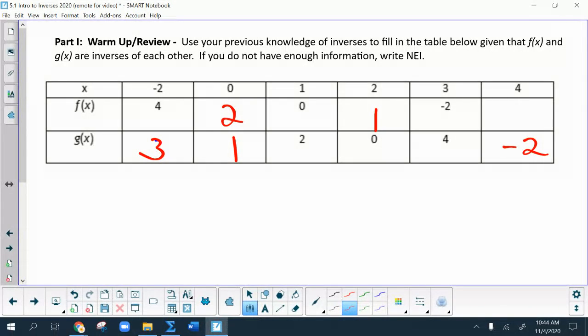Let's see if we can fill in that last part here. So we've got g of 3 equals 4. Therefore, f of 4 equals 3. So that's how inverses work. This is actually something you're going to need to be able to repeat, not just this year, but next year as well.